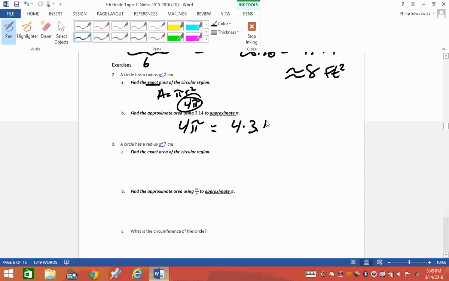4 times 3.14. All right. We don't want to use the pi button there because of the rounding that's involved, and that could give us something different. 12 and 5600ths. Units of measurement, centimeters, and then squared. Technically, this should be 4 pi and then centimeters squared as well. We still should have our units of measurement.